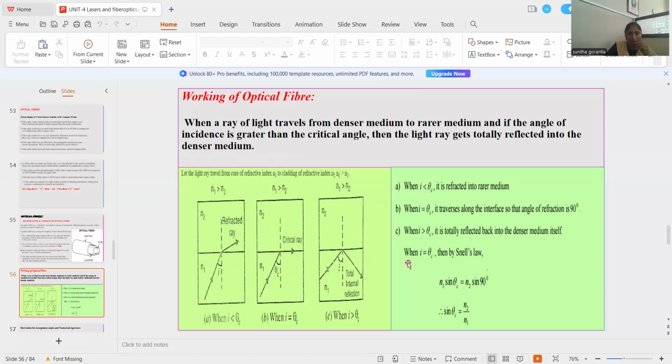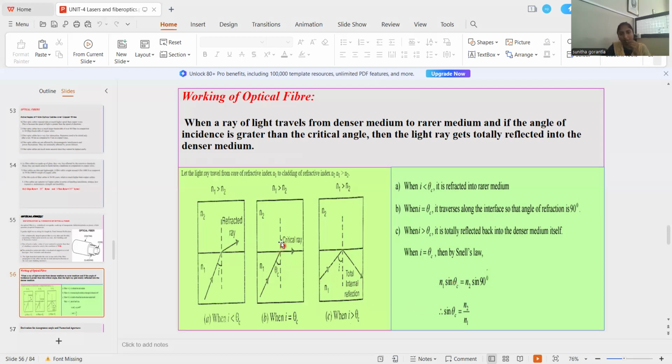Here we find the sin theta c value. When I is equal to theta c, apply Snell's law at the second case. N1 sin theta c is equal to N2 sin 90. N1 is the refractive index of the denser medium. N2 is the refractive index of the rarer medium.